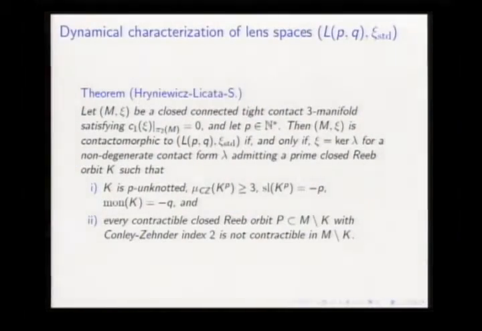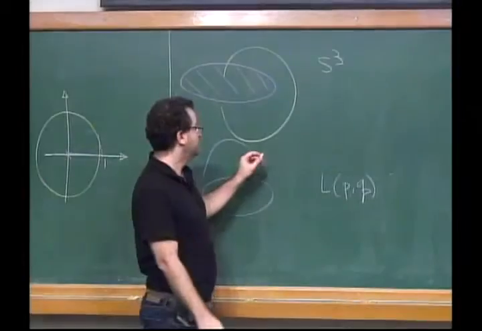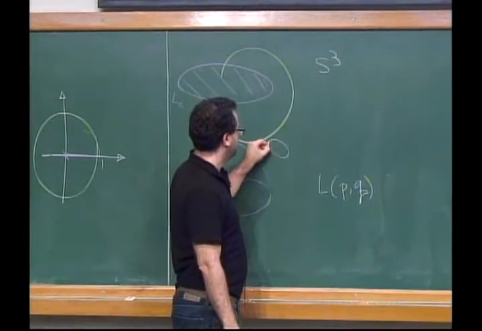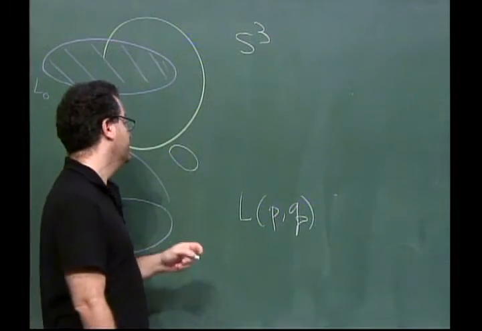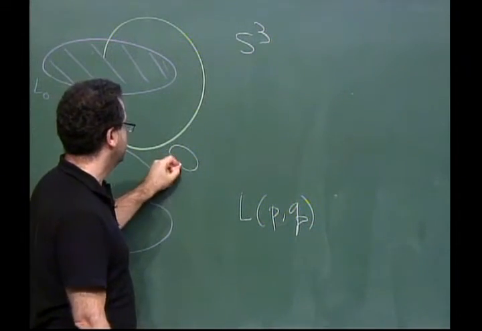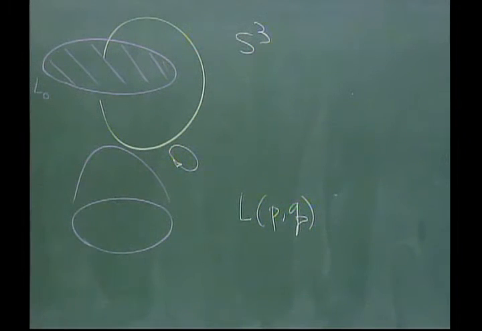For simplicity, I just assume that the contact form is nondegenerate, and if it has a periodic orbit with index exactly 2, then it must not be linked to the given knot, which means that the intersection number of this other periodic orbit with this P-disk is 0. So these are the assumptions, and the conclusion is that in this case, if you have a Reeb flow with this hypothesis defining that contact structure, then the manifold must be the lens space and the contact structure must be the standard one.